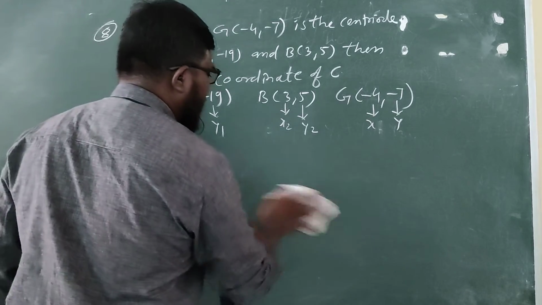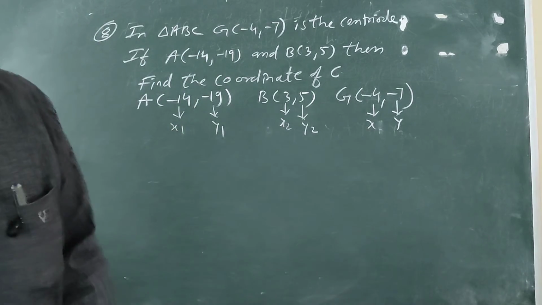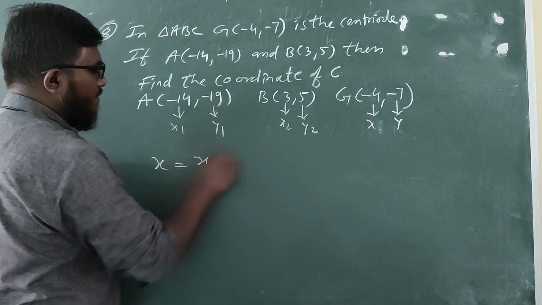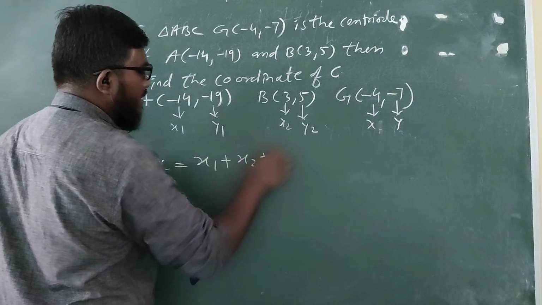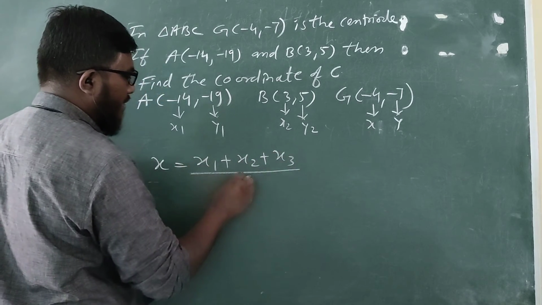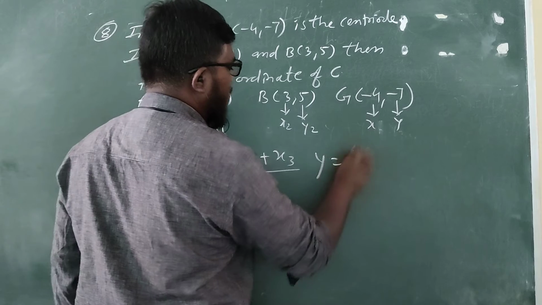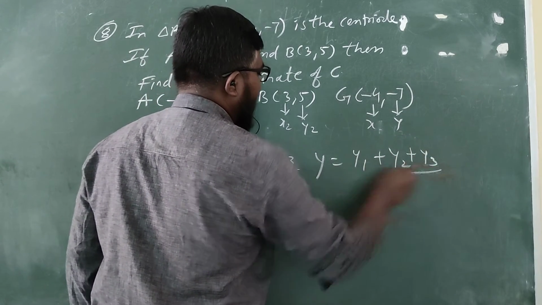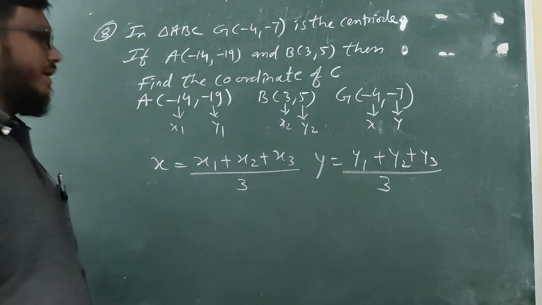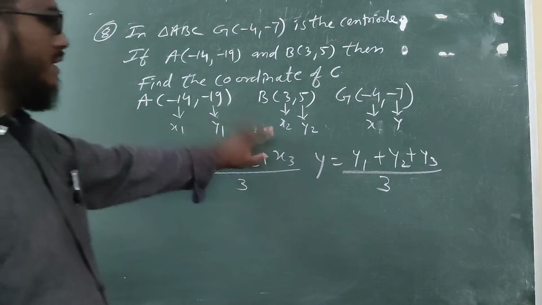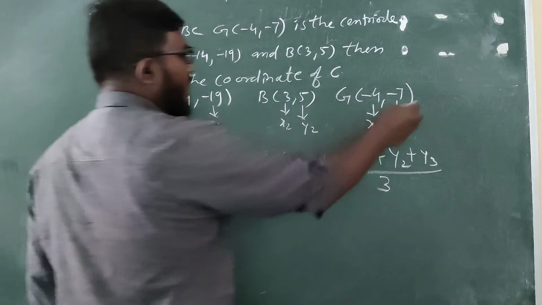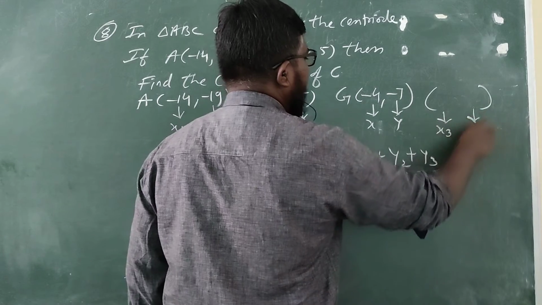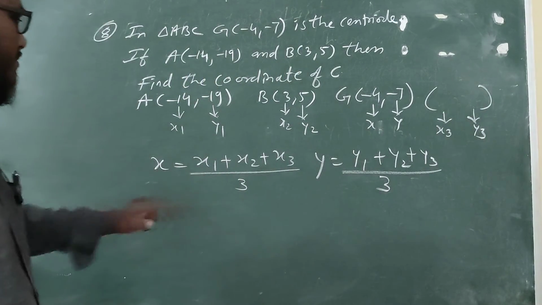Now we have to solve this by the centroid formula, that is x is equal to (x1 plus x2 plus x3) divided by 3, and y is equal to (y1 plus y2 plus y3) divided by 3. Now keep in your mind, students, x1, y1, x2, y2 are given. We just have to find the values of x3 and y3. Now we'll substitute the values.